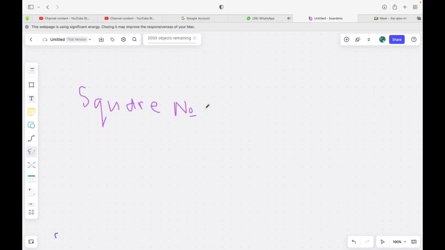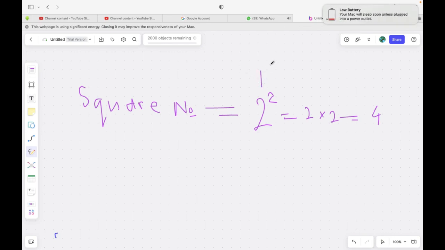Square number, it's when you multiply a number by itself. So for example, 2 square, it means what? It means 2 multiplied by 2, which is 4. Right? So if I say 3 square, let's start from 1. 1 square is simply 1 times 1, which is 1.